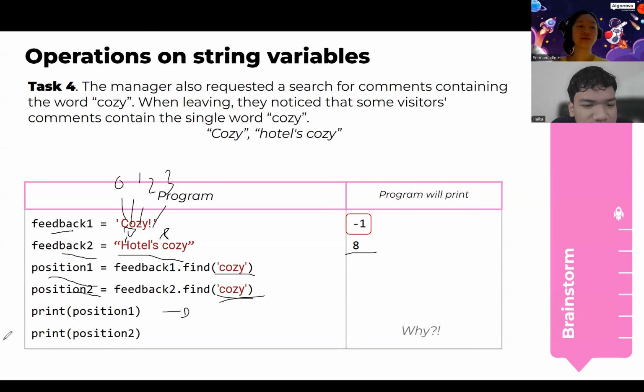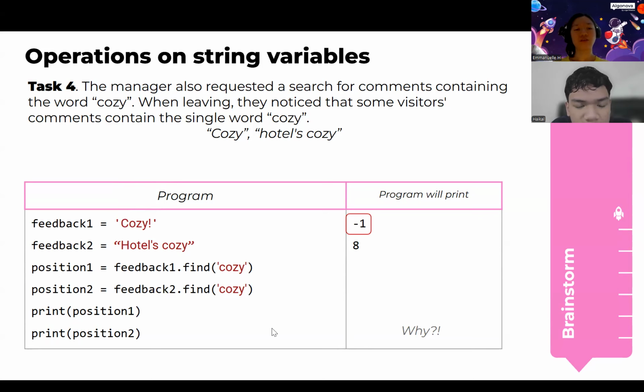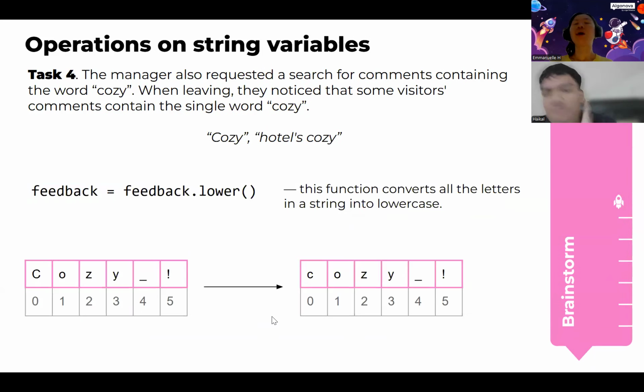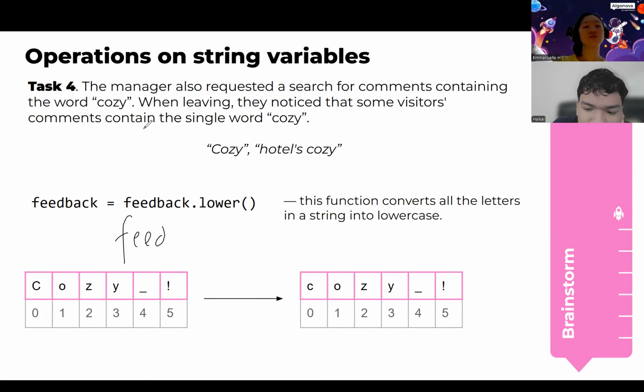Any question? No, I don't have any question. Another thing: if you want to change from capital to lowercase, you can do it like this. For example, the sentence is feedback. Feedback equals feedback dot lower. It will transform the whole sentence to lowercase. And if you want to change lowercase to uppercase, it will be feedback dot upper.